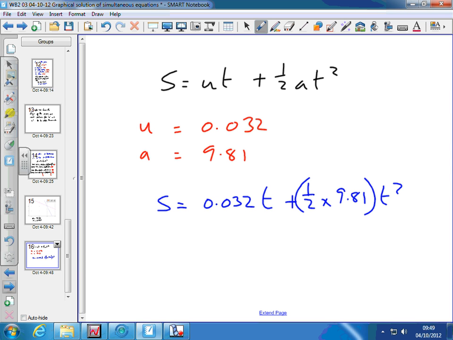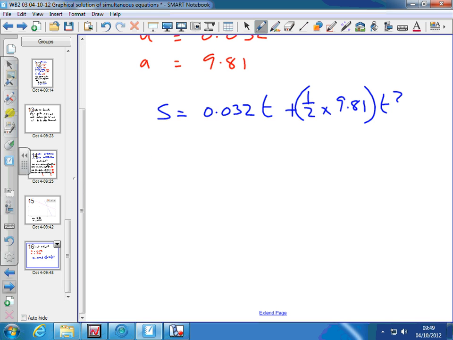So we can put in our values for U and A. Again, we can work out what a half of 9.81 is. So S equals 0.032T plus half of 9.81, 4.9 something, is it? Somebody work it out for me. 4.905 T squared.